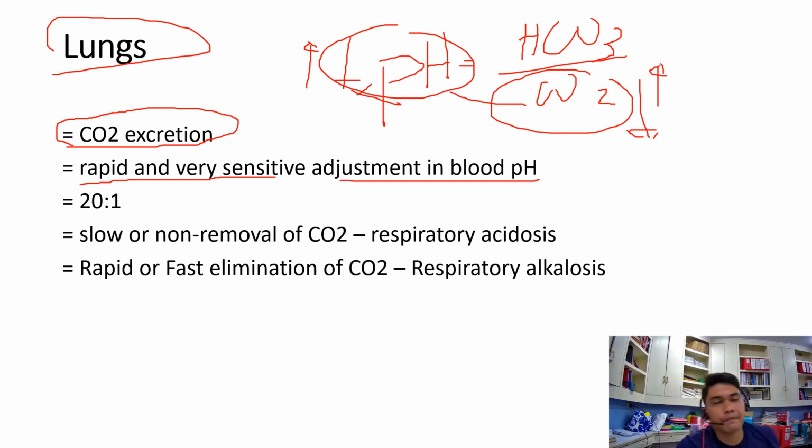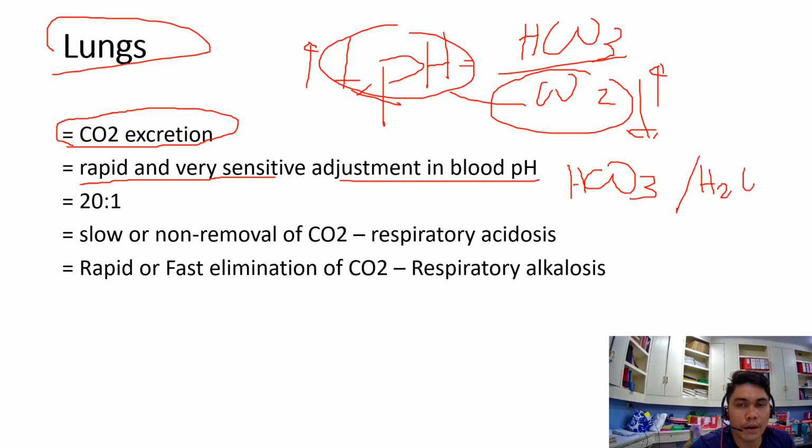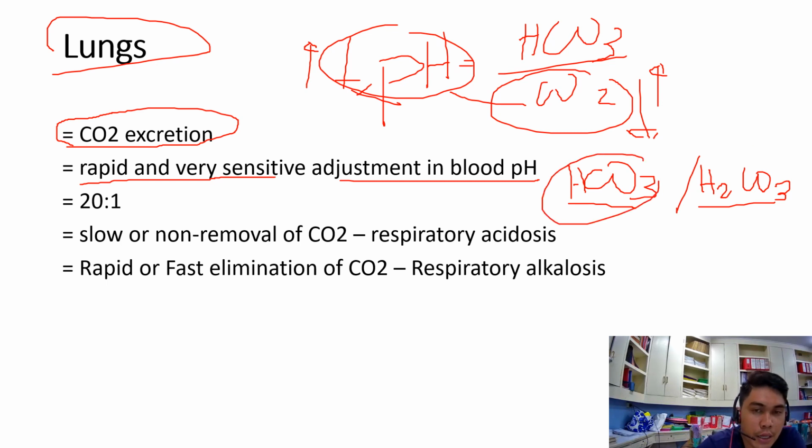Now, regarding the buffering system in our body, you have the bicarbonate carbonic acid buffering system. This is our conjugate base and this is our weak acid. The ratio of the bicarbonate and carbonic acid should be 20:1 to have a pH of 7.40. 7.40 is the ideal blood pH, in the middle between 7.35 and 7.45. So to maintain 7.40, you have a ratio of 20 bicarbonate to 1 H2CO3.